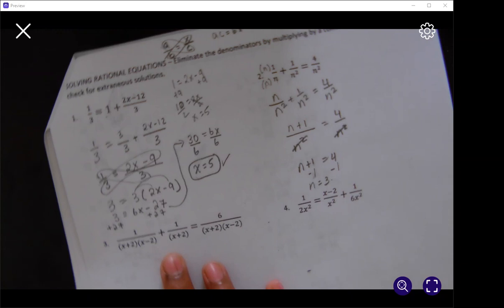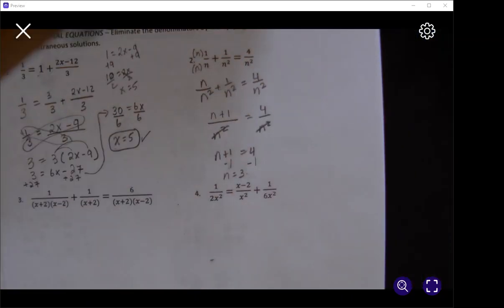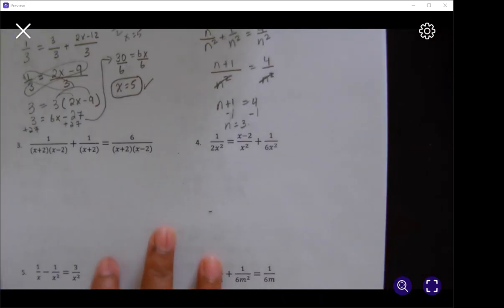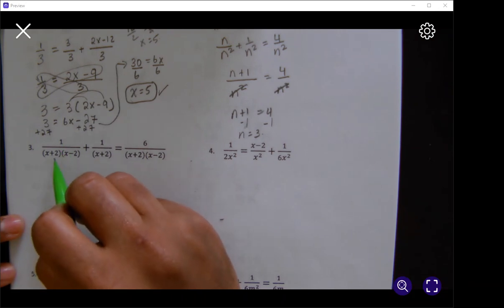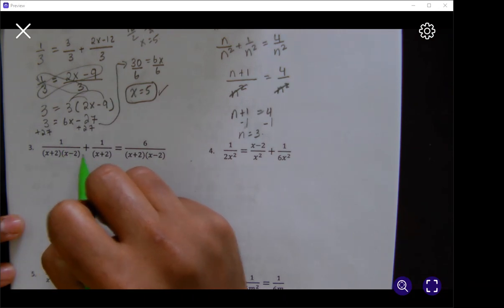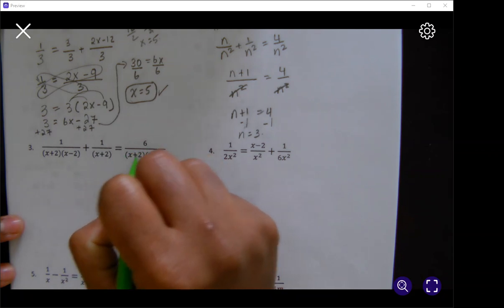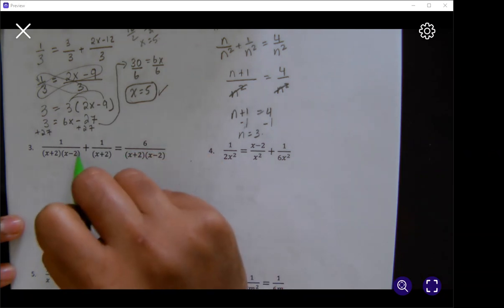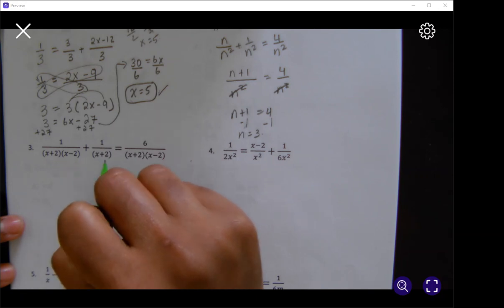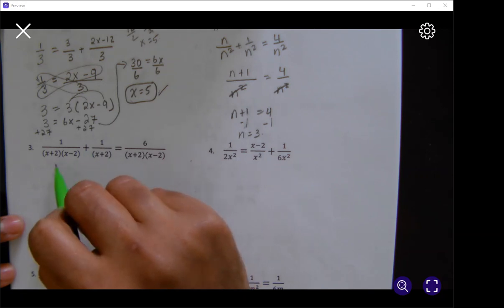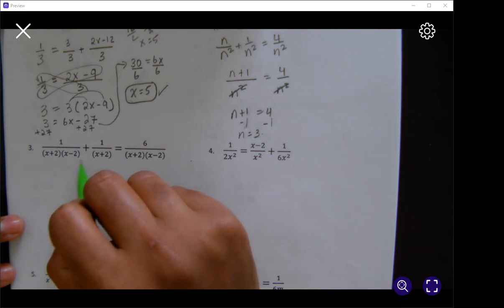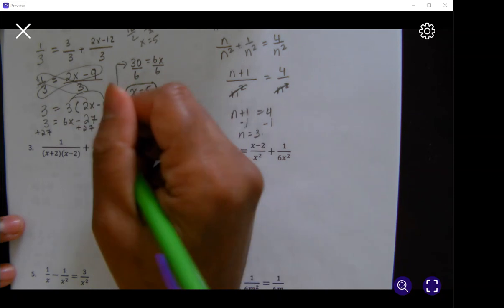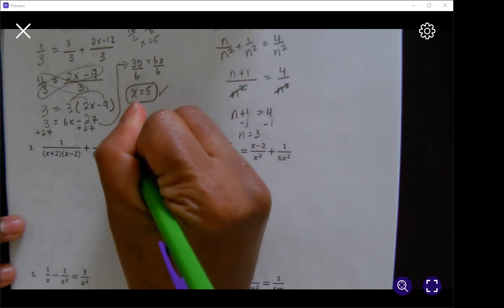Alright, so for this one, number 3, we have 1 over x plus 2, x minus 2, plus 1 over x plus 2 equals 6 over x plus 2, x minus 2. So I have two fractions here. I need to combine these two to get one fraction. I need to have a common denominator. This denominator has an x plus 2, but it doesn't have an x minus 2 here. So I'm going to go ahead and do x minus 2.